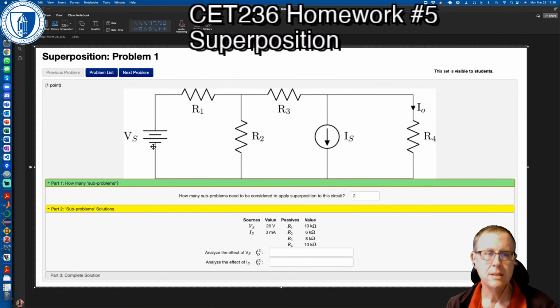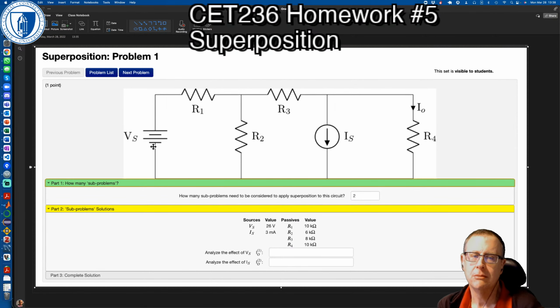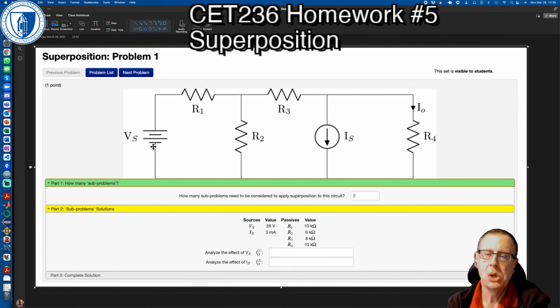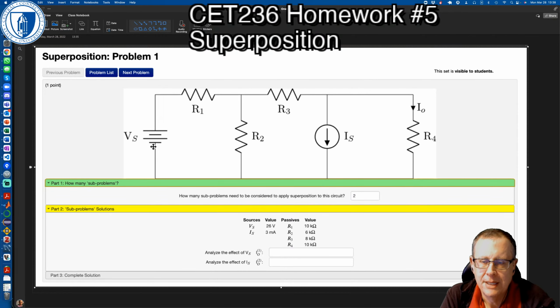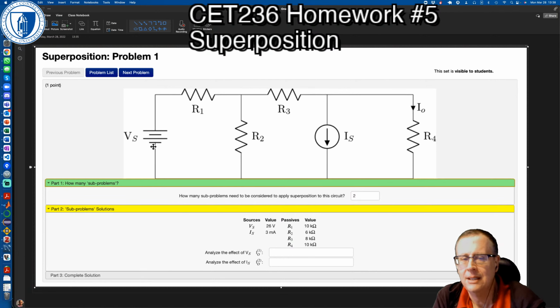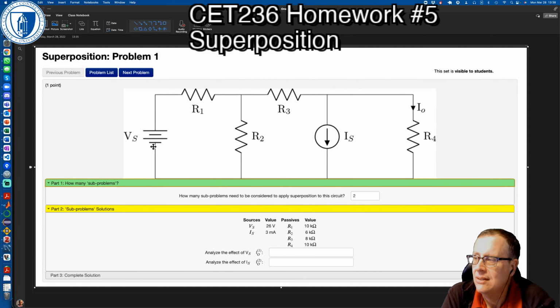Okay, this is the CET236 homework 5 for superposition, and I thought I'd go through it. So part 1, how many subproblems? Well, we've got 2 sources, so there's 2 subproblems. Remember, the aim of superposition is to figure out the effect of all the independent sources on the rest of the circuit individually, and then combine them at the end to find the complete solution.